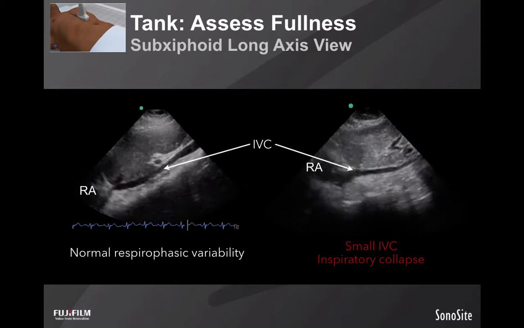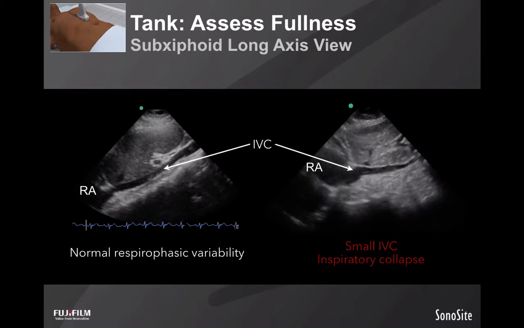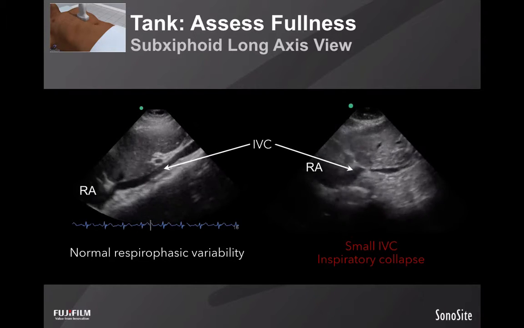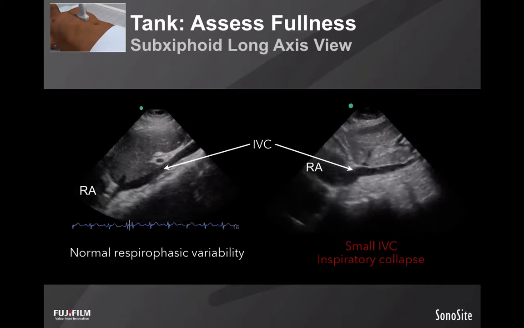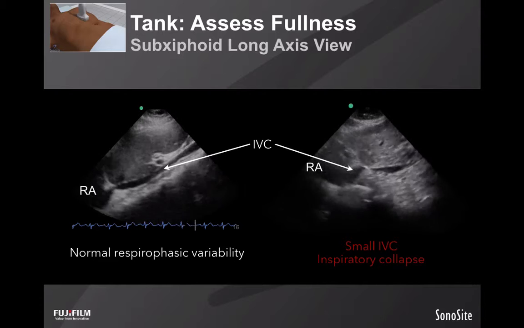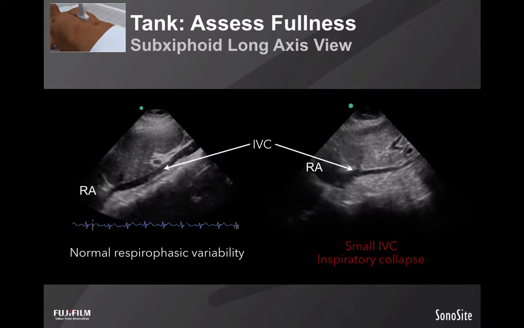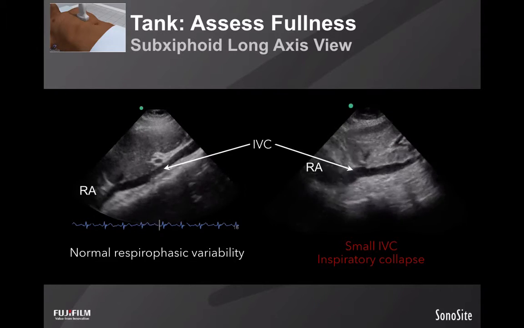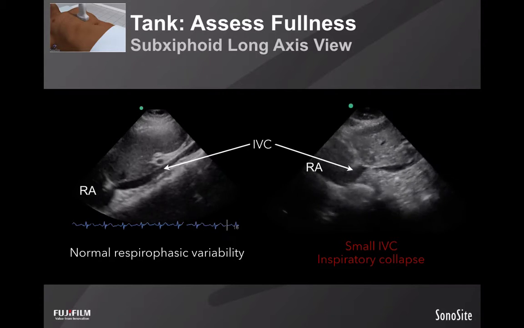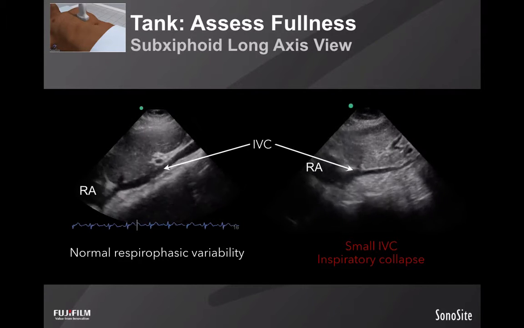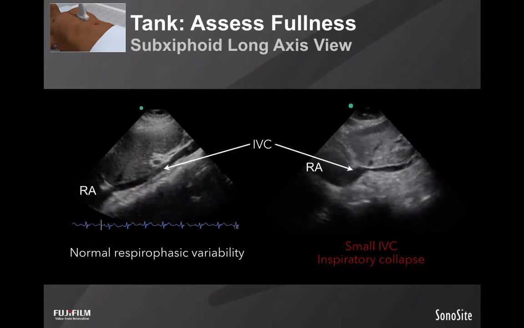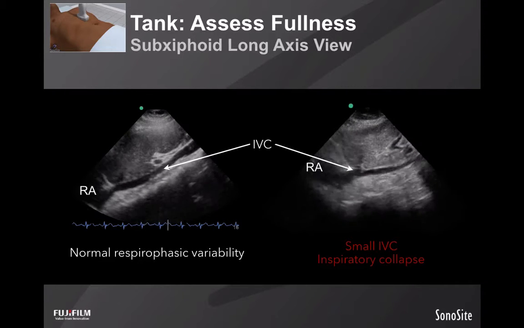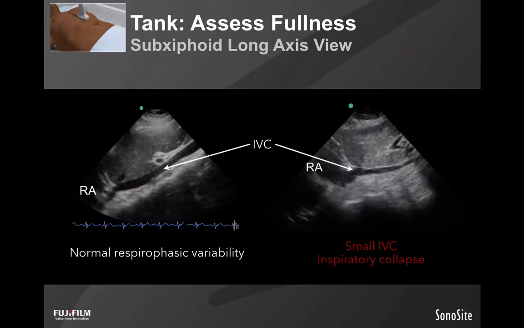So let's take a look at the IVC. In the long axis subxiphoid position, we identify the convergence of the IVC with the right atrium to confirm that we are in fact looking at the IVC and not the aorta. The IVC should pass through the liver, and the hepatic veins should be seen draining into the IVC. The diameter of the IVC should be evaluated at a point distal to the convergence with the hepatic veins.